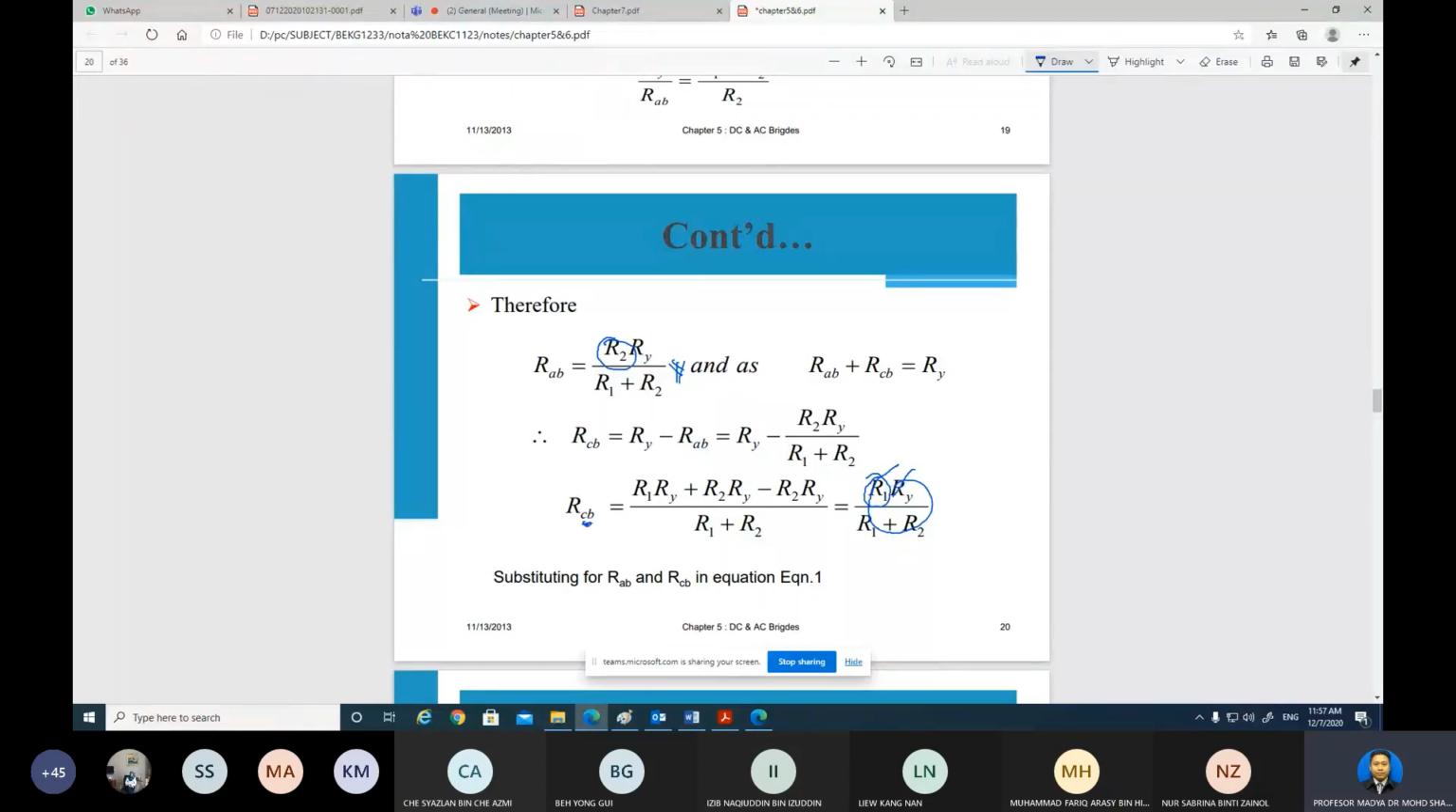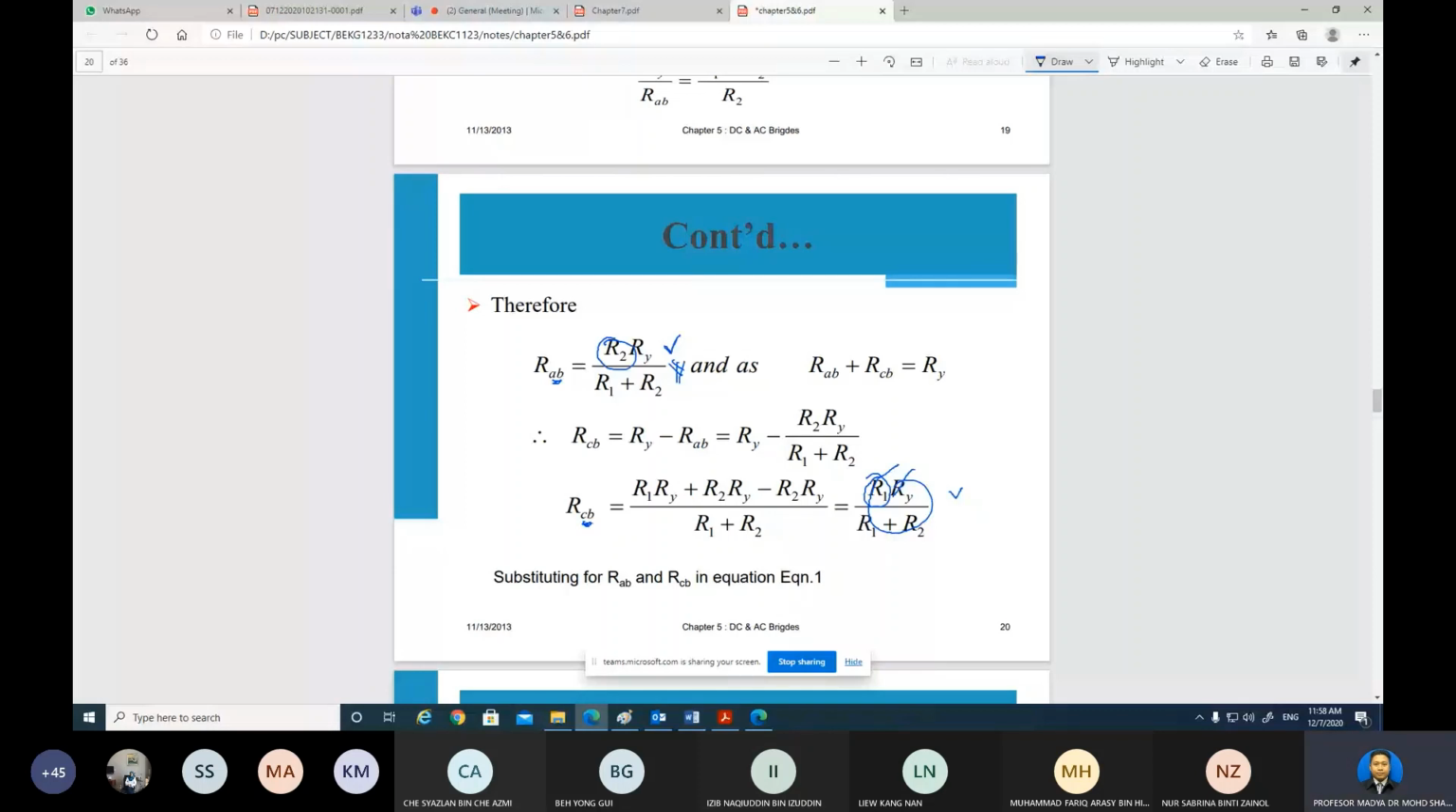The formula for point CB is R1 multiplied by RY, divided by R1 plus R2. And then to calculate RAB, point AB equals R2 multiplied by RY, divided by R1 plus R2. That is the formula. Actually, this derivation is to get this formula, to calculate the RB, and also to calculate the RCB resistor.